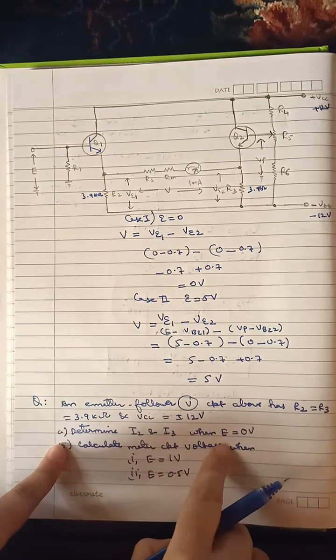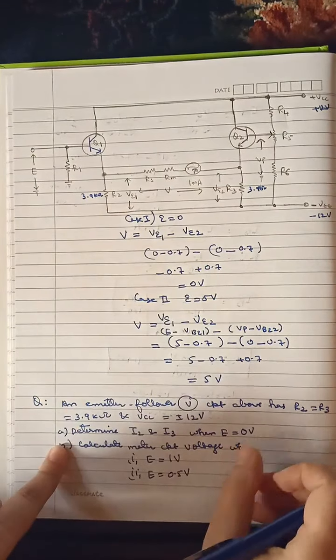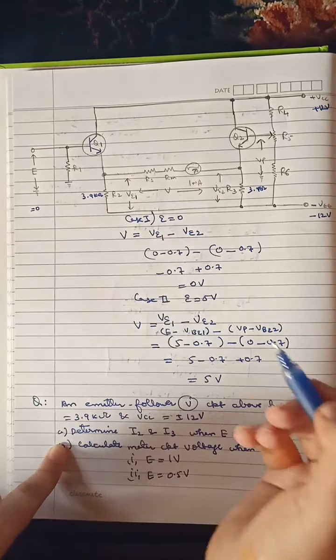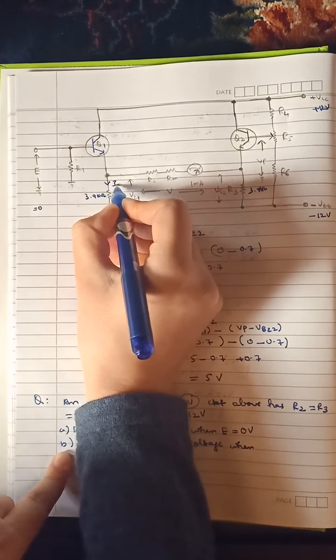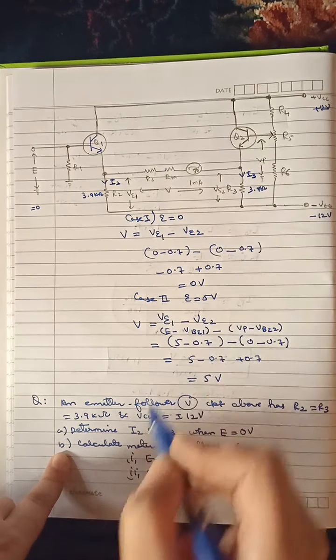Determine I2 and I3 when E is equal to 0. Initially I is equal to 0. This is the first case, when E is equal to 0. In that case, what is the current? I2 and I3: I2 is the current flowing through resistor R2 and I3 is the current flowing through resistor R3.